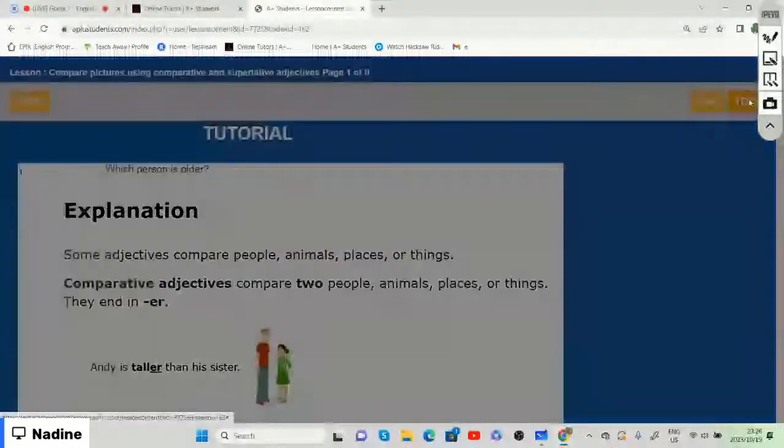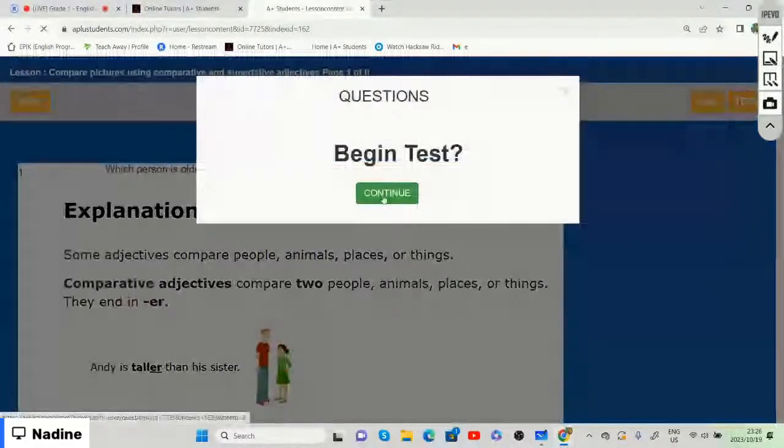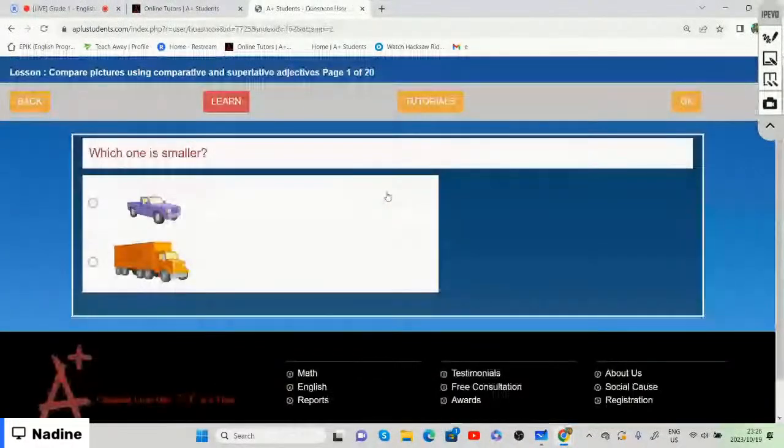All right, let's go to our test. So which one is smaller? If you look at these two forms of transport, which one is smaller? Is it the bakkie on top or is it the truck at the bottom? Which one is smaller? So we need to select one of these two that is smaller because we are comparing these two forms of transport.